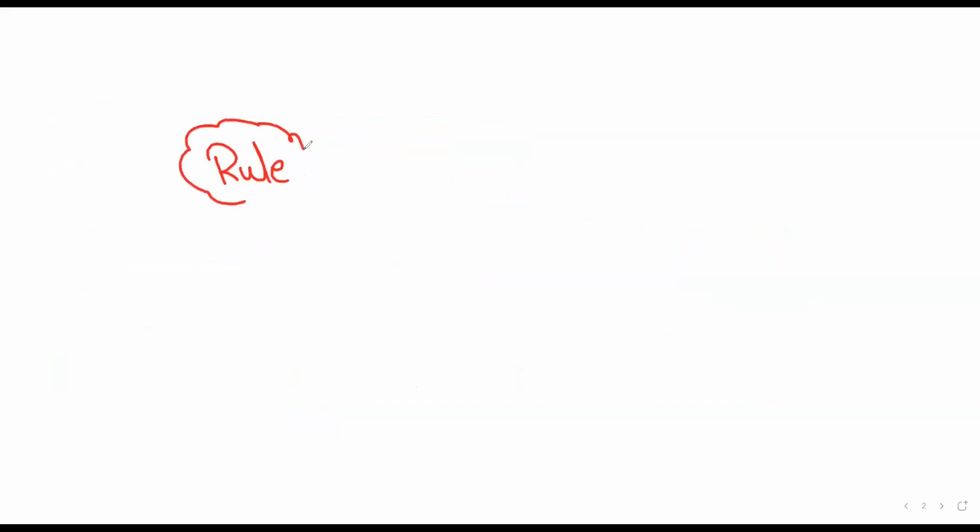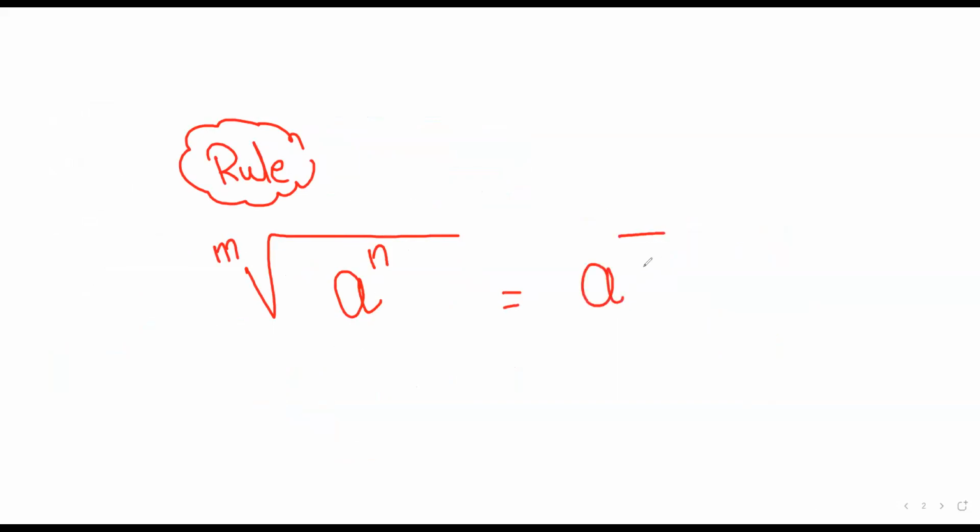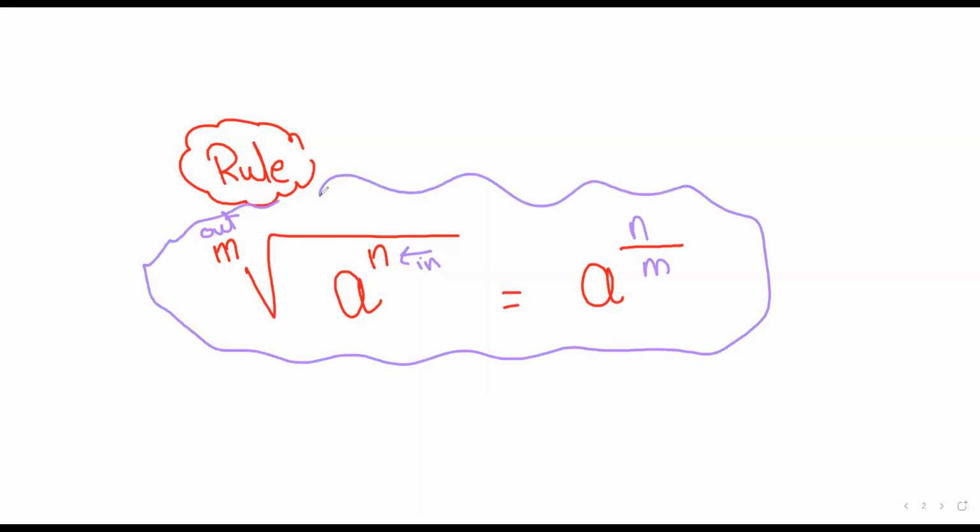And let's conclude the rule together. If you have any base, and whatever the power of this base, and then there's the order of the root, you have the right to remove the root and put a fraction instead. This fraction is in over out, in over out, in over out. And this is actually what we are going to discuss and practice in this video.